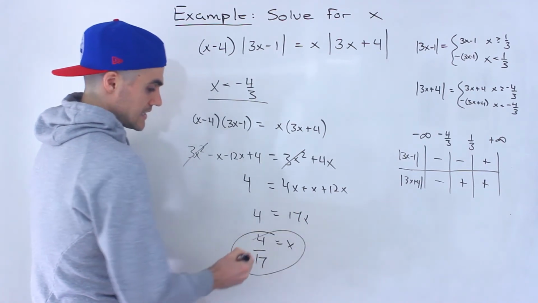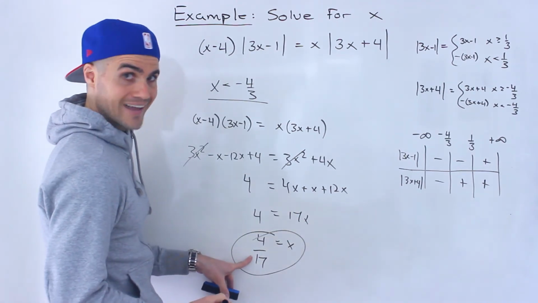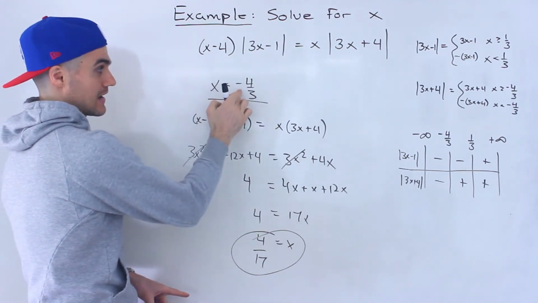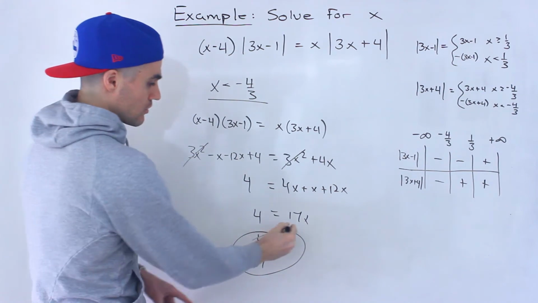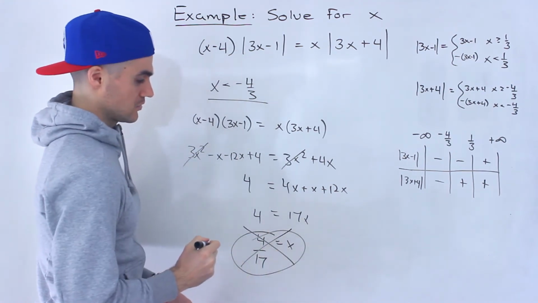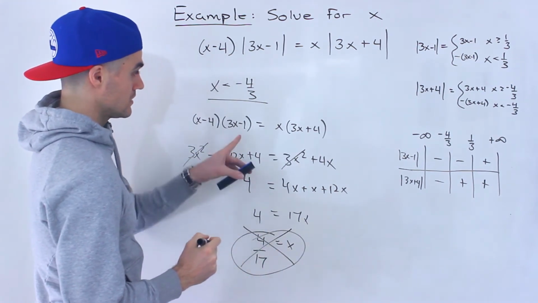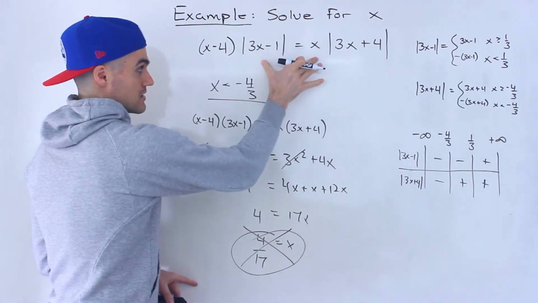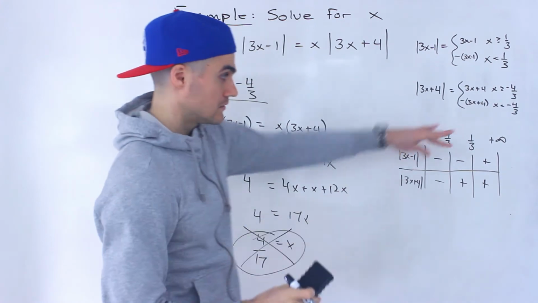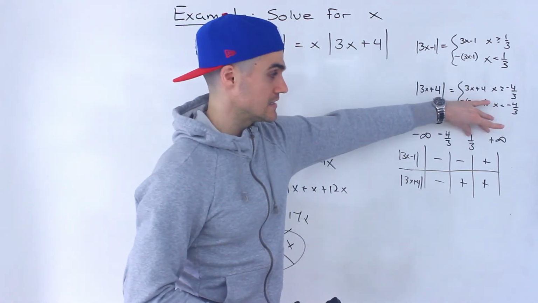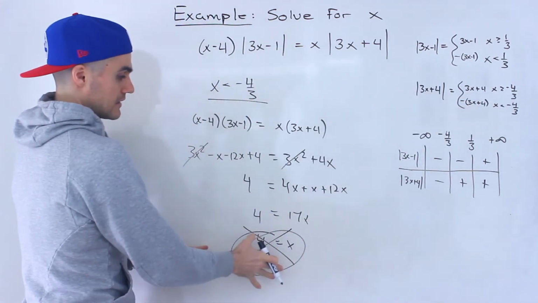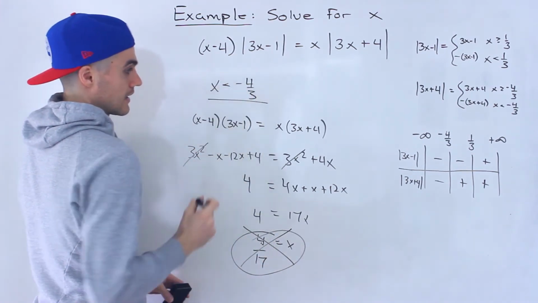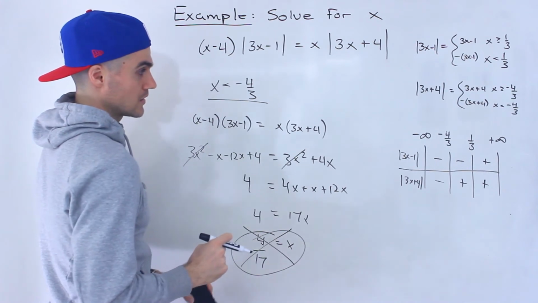4 over 17, notice that that is not within this interval. It's not a value that's less than negative 4 over 3. And so this is an inadmissible answer, right? So it's the answer to this equation, but it's not going to be an answer to this equation. It may be on other intervals when we test, but for this interval, it's not, right? Because this is not less than negative 4 over 3, so we ignore that solution right there.